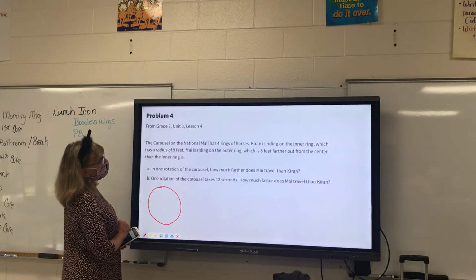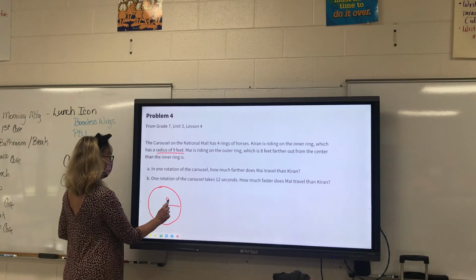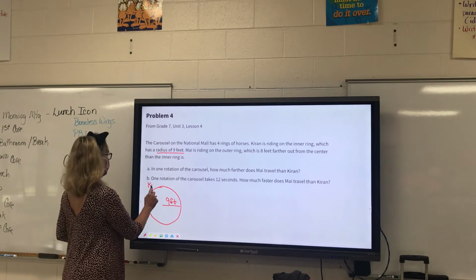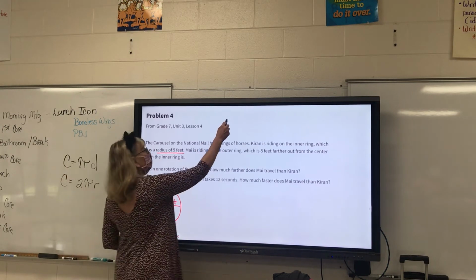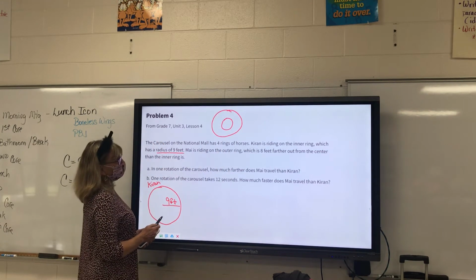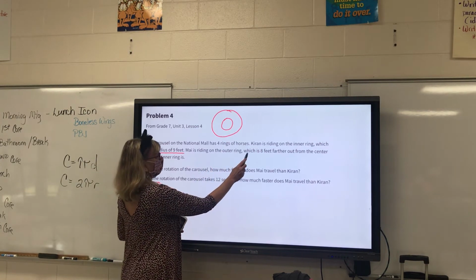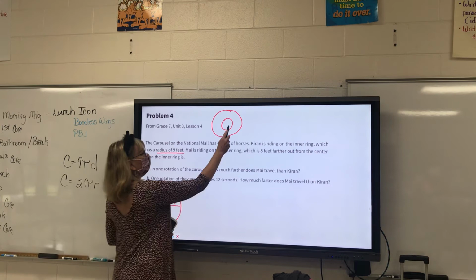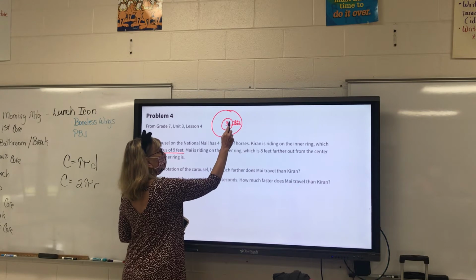Four rings of horses. She's riding on the inner ring, which has a radius of 9 feet. Okay, this is Karen. Now, Mai is riding outside of this. So we need to figure out what her radius or her diameter is. It says she's riding on the outer ring, which is 8 feet further out from the center. So this is 8 feet, and from here to here is 9 feet.